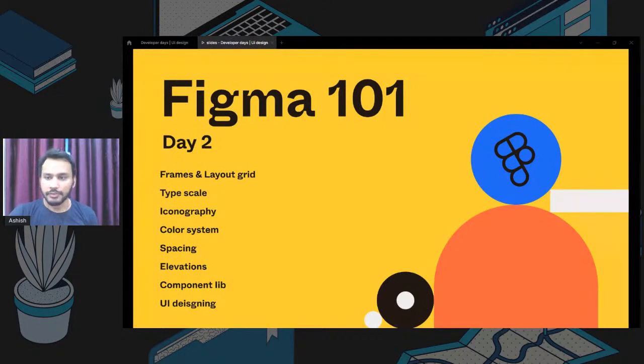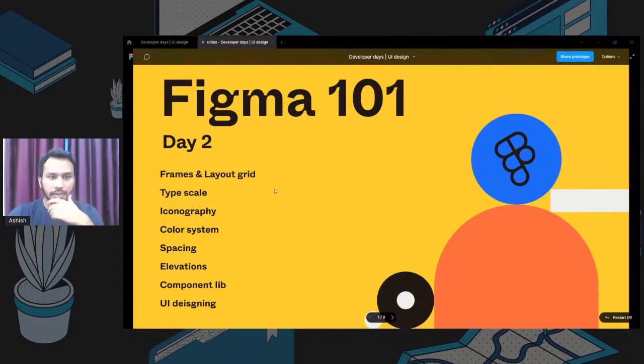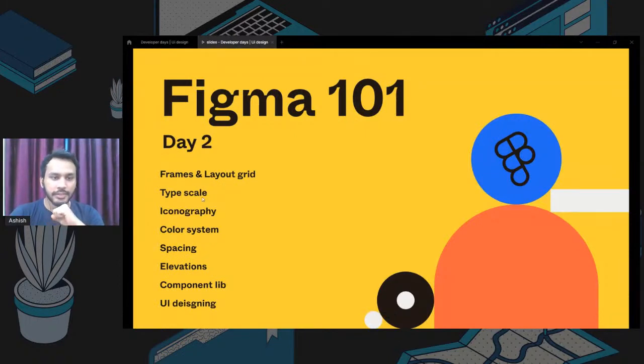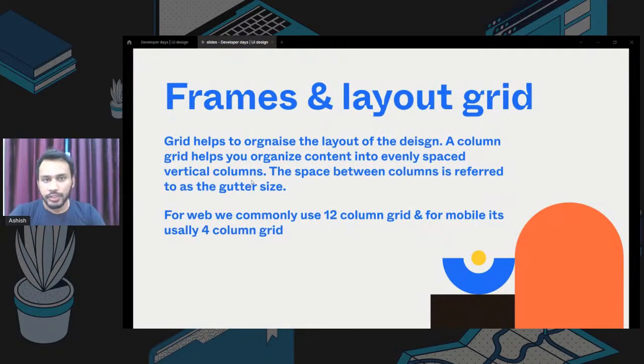Hi everyone. So today we are going to discuss frames and layout, grids, type scales, iconography, color system, spacing, elevations, component library, and UI design. At the end, in the last part, we are going to actually build a screen. So we discussed frames yesterday. Frames are really powerful, and today we are going to discuss layout grids. Grids help to organize the layout of the design.